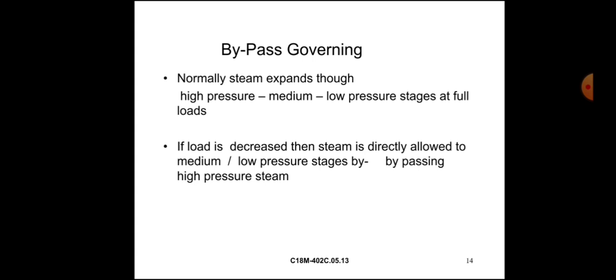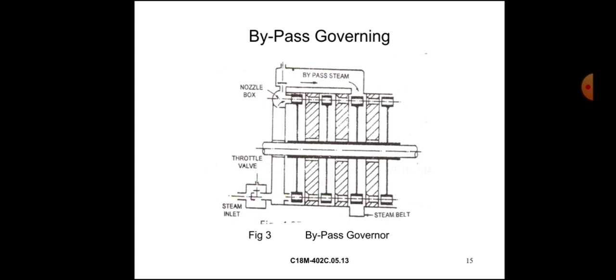As shown in the figure, bypass governing, video animation. Normally steam expands through the high pressure, medium and low pressure stages at full load. If the load is decreased, then steam is directly allowed into the medium and low pressure stages by bypassing the high pressure stage. As shown in this figure, bypass governing: nozzle box, bypass steam, steam is bypassing, throttle valves, steam belt, steam inlet. This is bypass governing as shown in this figure.